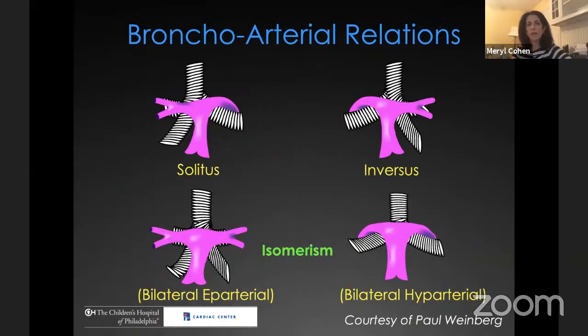When we talk about broncho-arterial relations, in situs solitus, you see an eparterial bronchus on the right. The bronchus runs behind the right pulmonary artery, and you have a hyparterial bronchus on the left. The bronchus runs under the left pulmonary artery. In situs inversus, or mirror image, you see the exact opposite of that. And when you have isomerism, if you have right isomerism, you'll have bilateral eparterial bronchi. And if you have left isomerism, you'll have bilateral hyparterial bronchi.